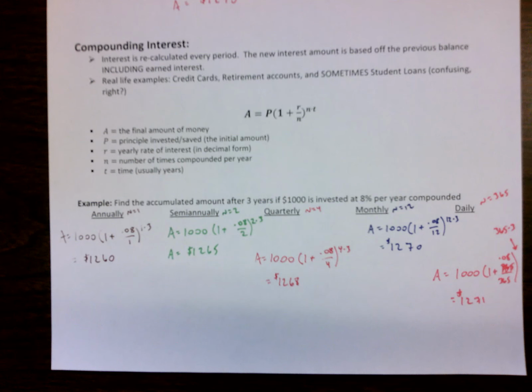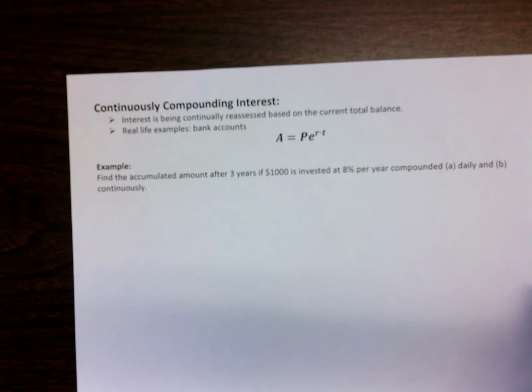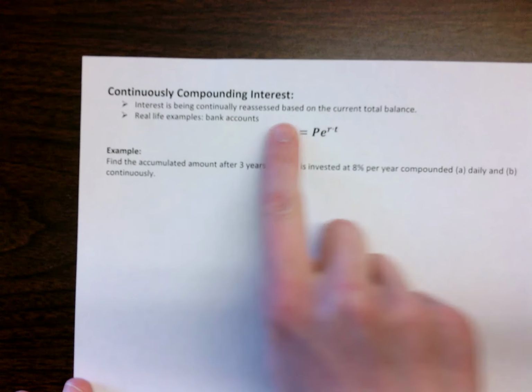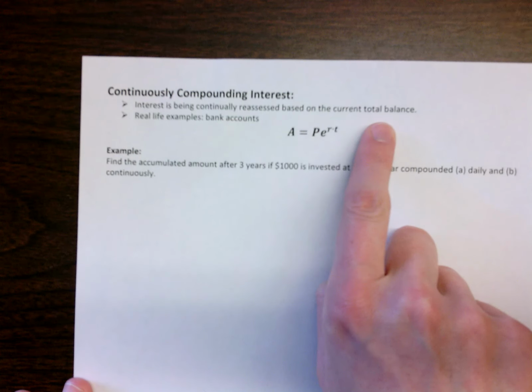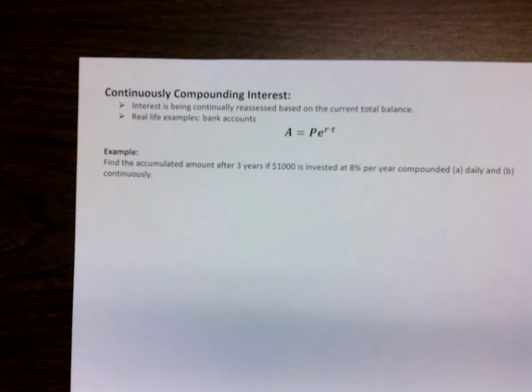So instead of saying, let's compound it every hour or every minute or every second, we say, well, what if you continuously compounded your interest? If your money was just always compounding based off of how much was in there. And that's the next type of interest we're going to look at, continuously compounding interest. Interest is being continually reassessed based on the current total value. And your real life example is a bank account.